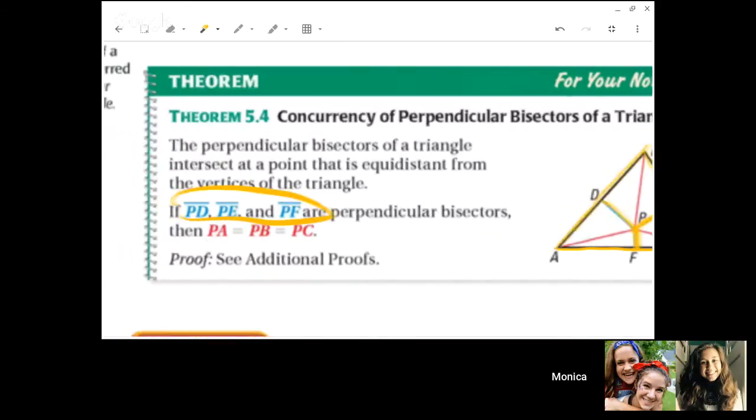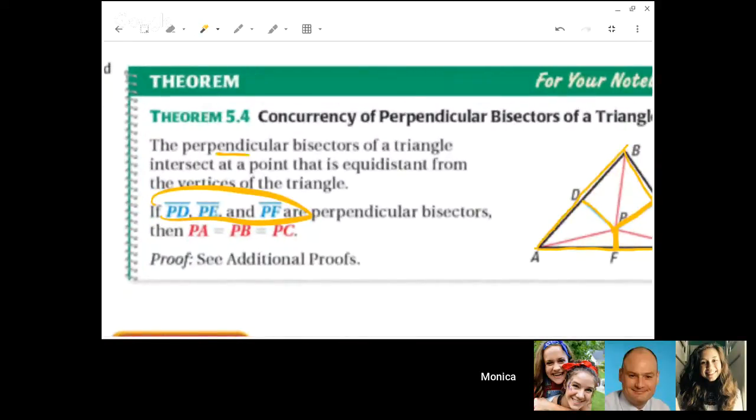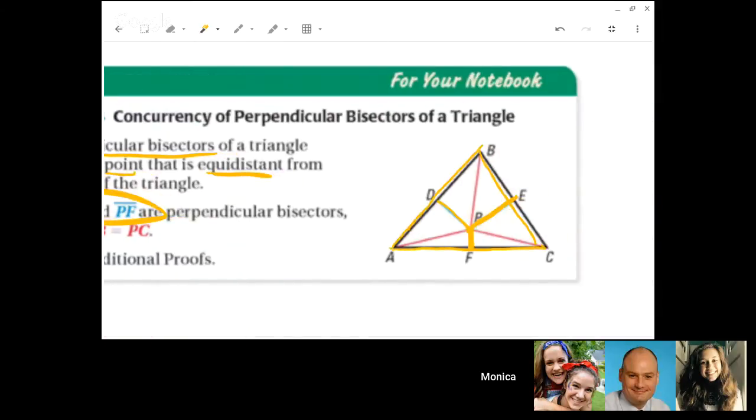And what we know is that the perpendicular bisectors intersect at a point that is equidistant. That means it's the same distance from the vertices. Now, perpendicular bisectors go from the side, but if you were to draw a line from the vertices down to the point where they all meet, these lines are all congruent. Does that make better sense?